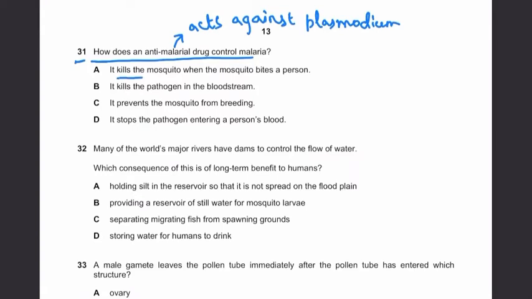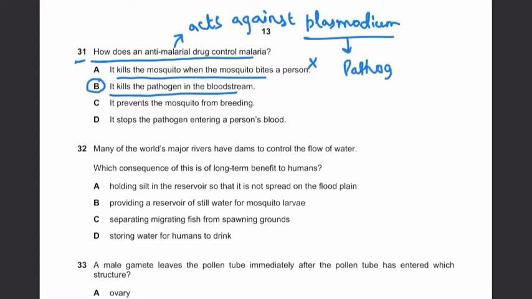It kills the mosquito when the mosquito bites a person. No, guys. It kills the pathogen in the bloodstream. Yes. When we take this drug, the drug is in the blood, and when the pathogen enters the blood, the malarial pathogen, that is the Plasmodium, will be killed by the anti-malarial drug. The answer is B.